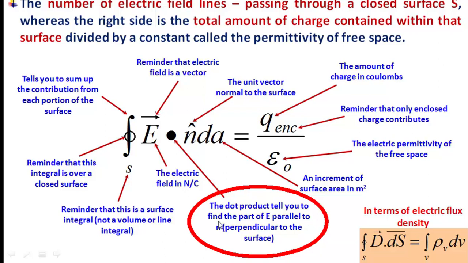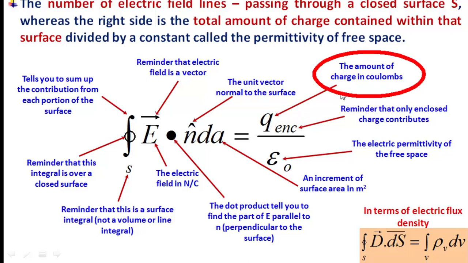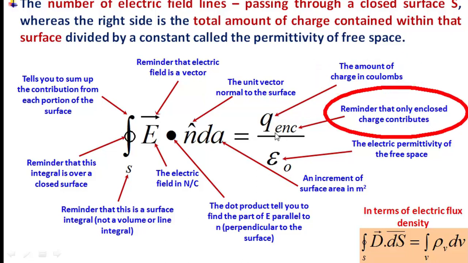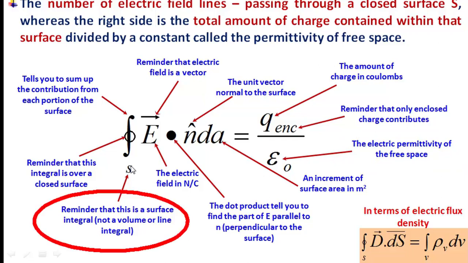n is the unit vector normal to the surface, and dA is the incremental surface area in meter squared. This is equal to Q enclosed divided by epsilon naught, where Q is the amount of charge in coulombs and enc is used for charge enclosed. That means whatever charge is enclosed within that surface, we have to find the electric field, and epsilon naught is the electric permittivity of free space, and this S indicates a surface integral, not a line or volume integral.